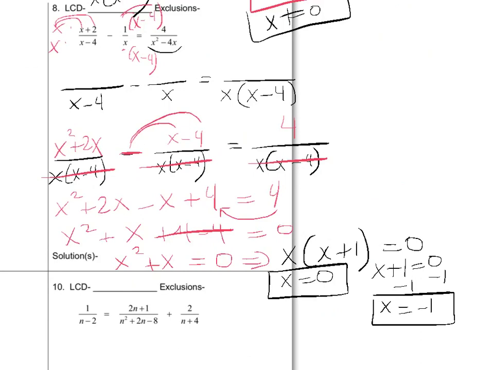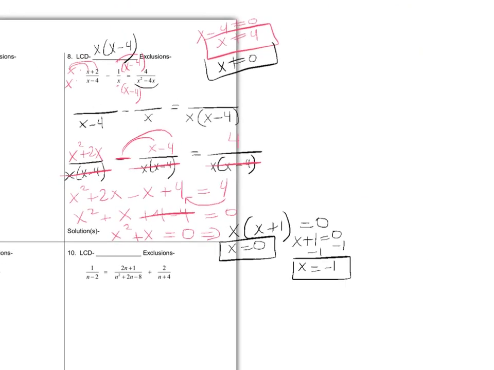Let me see which one should be the right answer. Remember, x can never be 0. So this would be not accepted. Here x cannot be 4, x cannot be 0. This is negative 1, so this is good. We're good with this one.